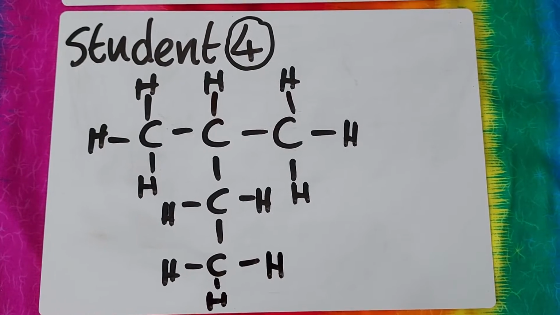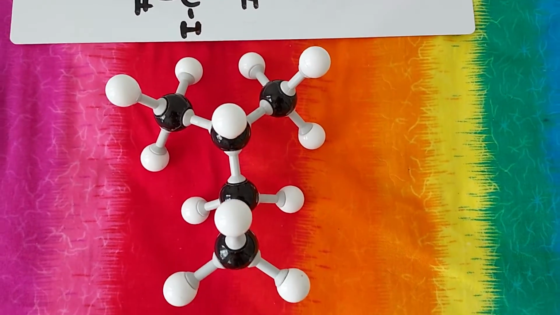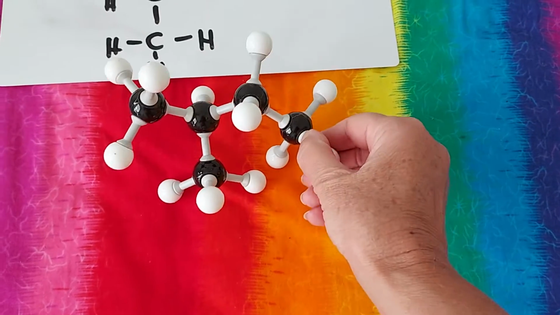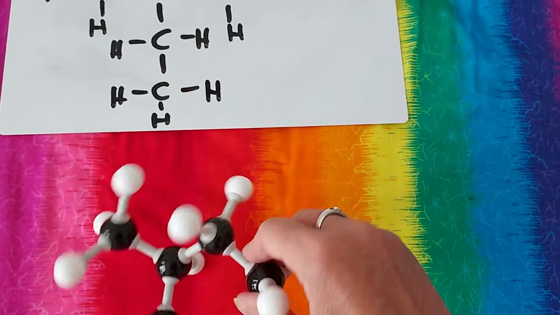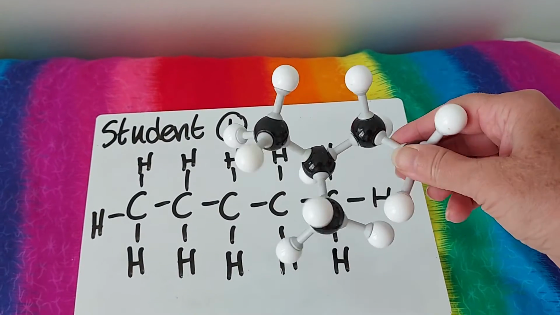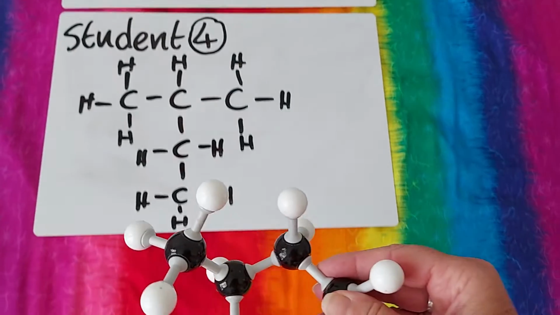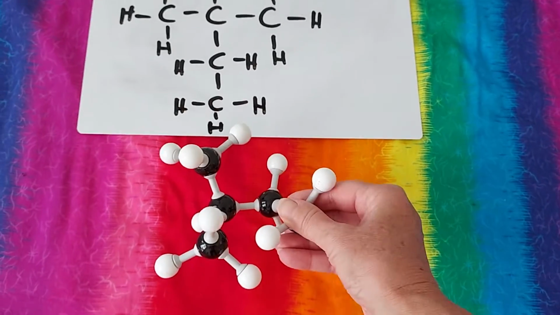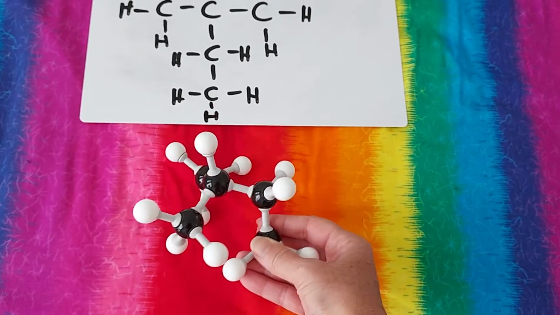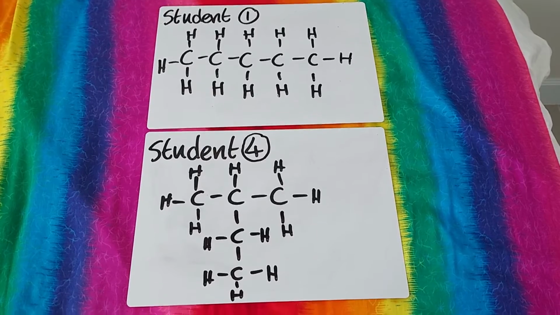Let's have a look at what student 4's drawn. Now this time, when we look at the three-dimensional model of it, you can see it doesn't matter how we turn it, we can't make it into the same shape as student 1's. So this is correct. This is a different structural isomer to student 1's. So these two are correct.